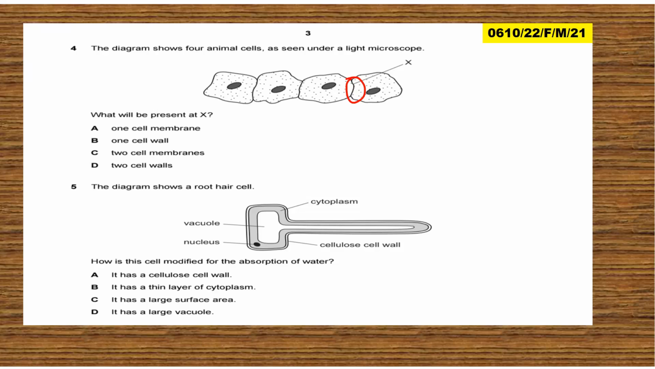The diagram shows the root hair cell. How is this cell modified for the absorption of water? So these questions, you are going to answer them, okay? They are your questions. So be able to put your answer in the comment section.